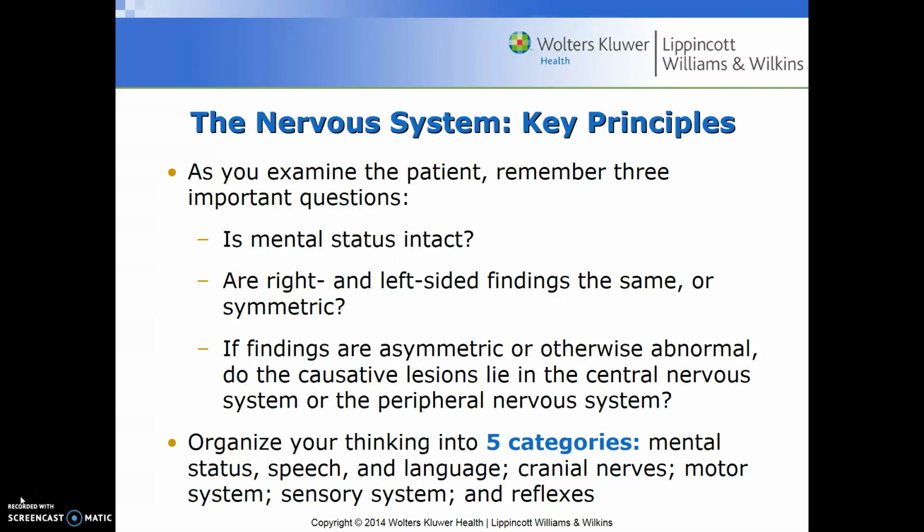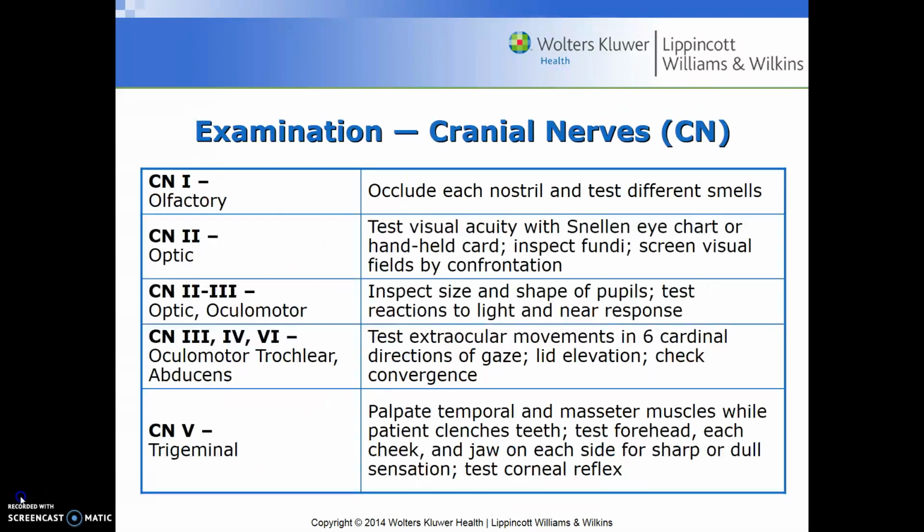You've got to organize your thinking into categories. And I think if you do this in a systematic way, you will really increase your competence in a neurological evaluation. You will consider mental status, speech and language, the cranial nerves, the motor system, the sensory system, and the reflexes. So let's just review for a moment the 12 cranial nerves.